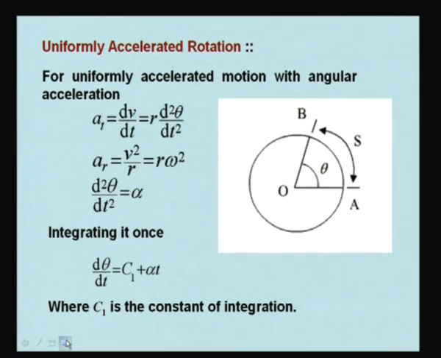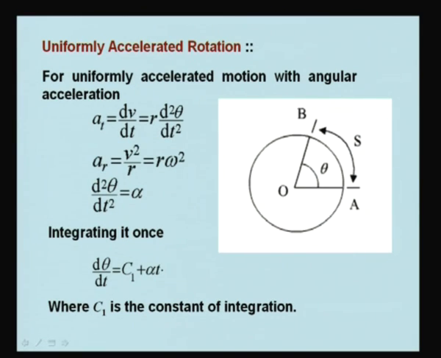Uniformly accelerated rotation. For uniformly accelerated motion with angular acceleration, at is equal to dv by dt, which is equal to r d square theta by dt square. AR is equal to v square by r, that is r omega square. Now let us say d square theta by dt square is equal to alpha, which is constant. If you integrate it once, you get d theta by dt is equal to c1 plus alpha t, where c1 is the constant of integration.